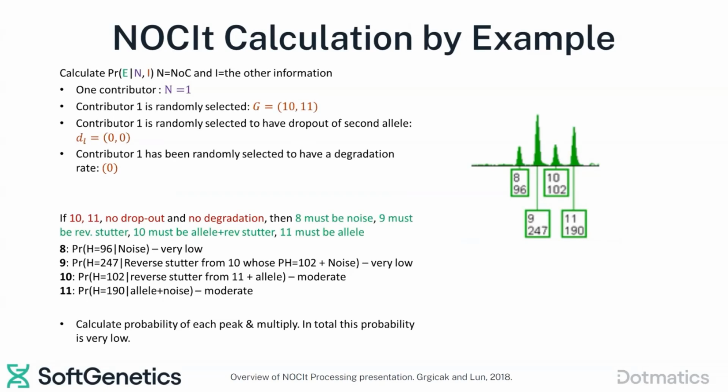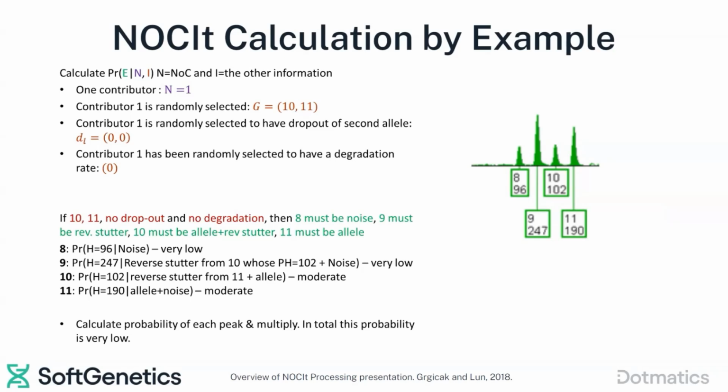Here we have an electropherogram with peaks at alleles 8, 9, 10, and 11 with the peak heights labeled on the allele labels. And we're calculating the probability of this peak pattern given the number of contributors and the other information. So we start off with assuming there's one contributor. The contributor is randomly selected to have the genotype 10, 11 and no dropout and no degradation.